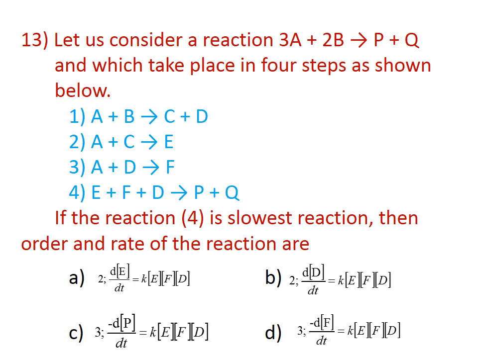If a reaction takes place in more than one step, the rate of the reaction is determined from the slowest step. And here the slowest step is step 4. From that we are going to determine the rate. And here the order is 3.